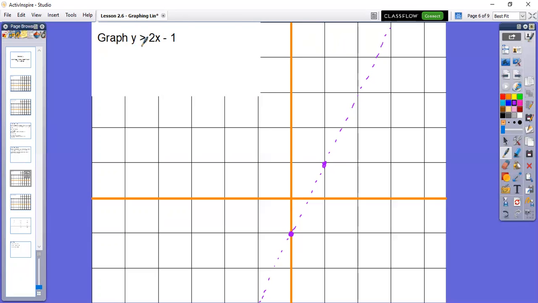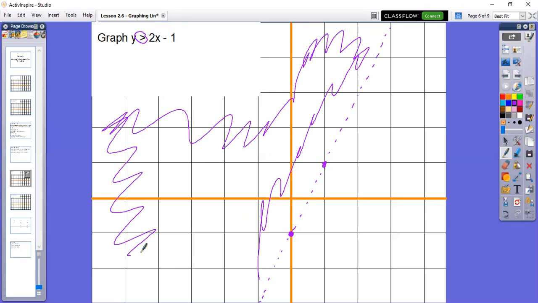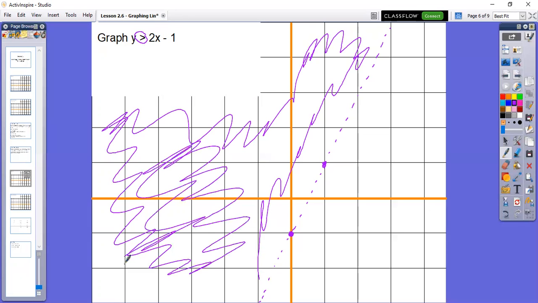So the second thing that I want to do is I notice that this says greater than. So if this says greater than, I want to shade everything above this line, which in this case would be everything in this entire region of the graph. So any point in this region of the graph would be a solution to this inequality. So let's just take a point here like negative 1, 2, right here. If I plug it in, 2 times negative 1 is negative 2, minus 1 is negative 3. So I've got 2 is greater than negative 3, which is true. So anything over here is a solution to this linear inequality.